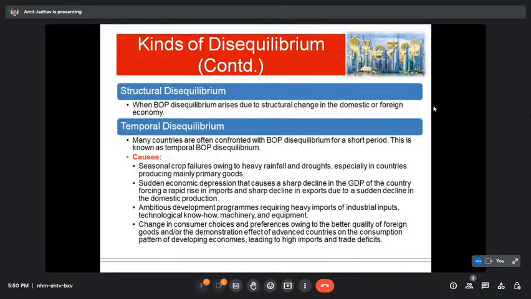Change in customer choice preferences, owing to the better quality of foreign goods, and the demonstration effect of advanced countries on the consumption patterns of developing economies, leading to import and trade deficit. So that is also one cause. Also, some trade deficit will be created because customer choice or preference will change, or because of the quality of foreign goods and commodities, or the demonstration effect of advanced countries, or some other effect.